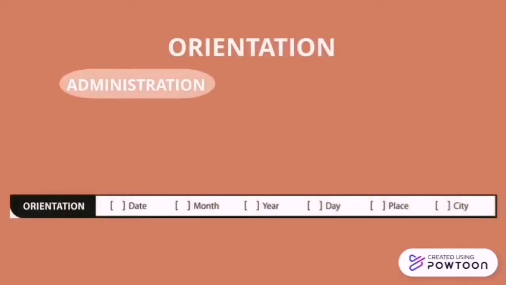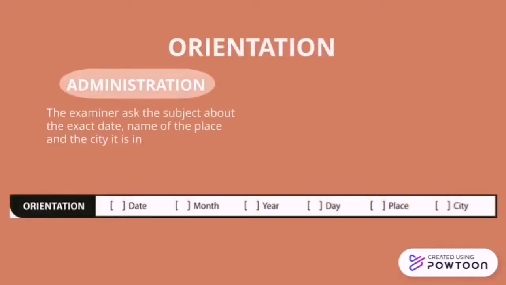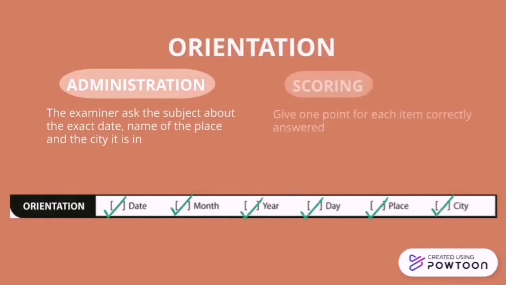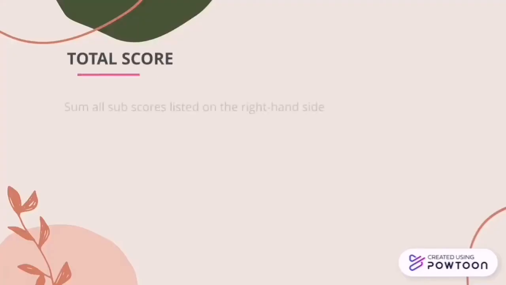For orientation, the examiner asks the subject about the exact date, and the name of the place and which city it is in. For scoring, give 1 point for each item correctly answered. For the total score, sum all the sub-scores listed on the right-hand side.